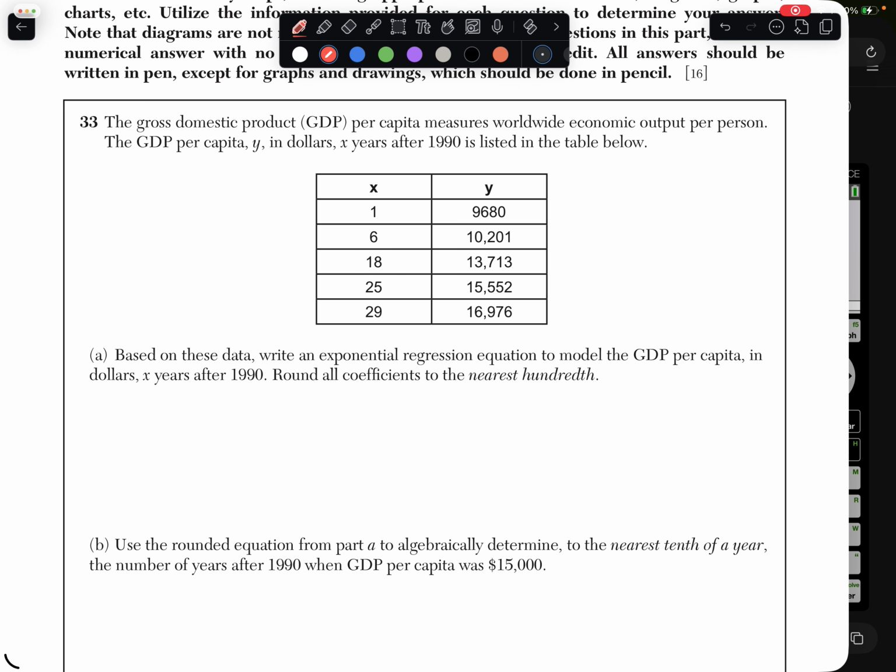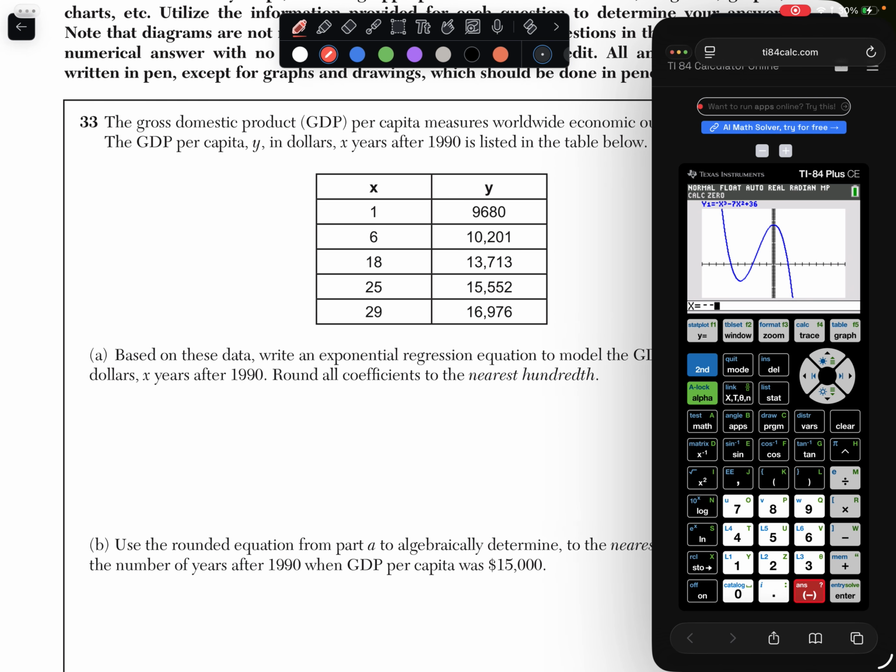All right, for this one, what we're going to do is use a calculator and the regression functions. So I'm going to quit this. All right, so I'm going to go to stat and edit so I can input the data. So my x is going to be in L1. So I'm going to put 1, 6, 18, 25, and 29. So I have 1, 2, 3, 4, 5 values.